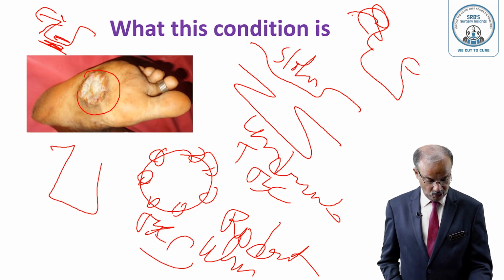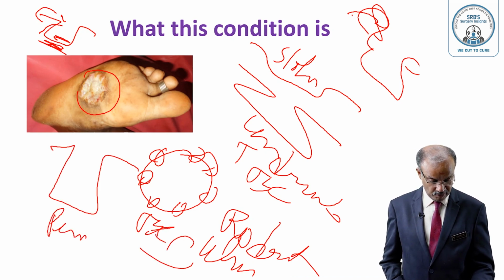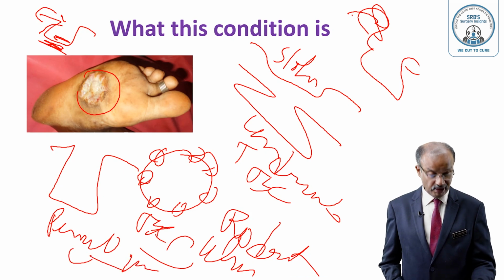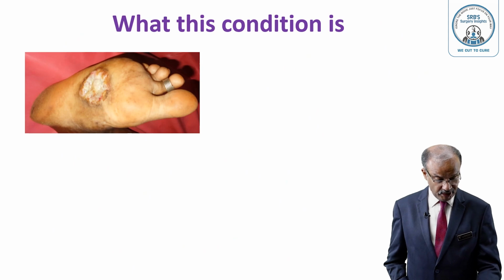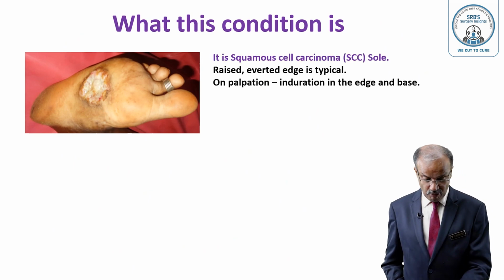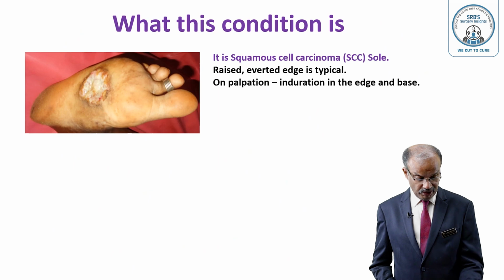And punched out edge is seen in a trophic ulcer and a syphilitic ulcer. These are the typical ulcer edges which you have to remember for the exam, it will be asked. Squamous cell carcinoma of the sole has a raised and everted edge, typical here.